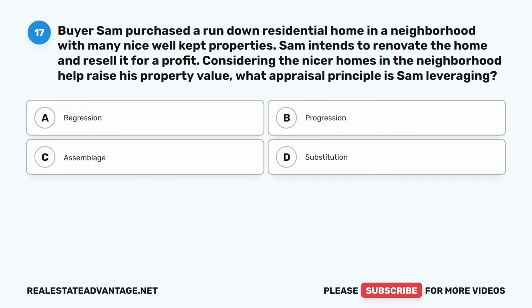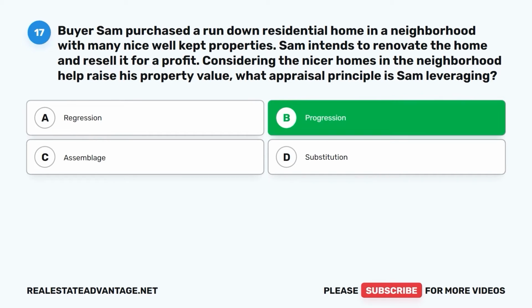Sam intends to renovate the home and resell it for a profit. Considering the nicer homes in the neighborhood help raise his property value, what appraisal principle is Sam leveraging? A. Regression. B. Progression. C. Assemblage. D. Substitution. The correct answer is B.